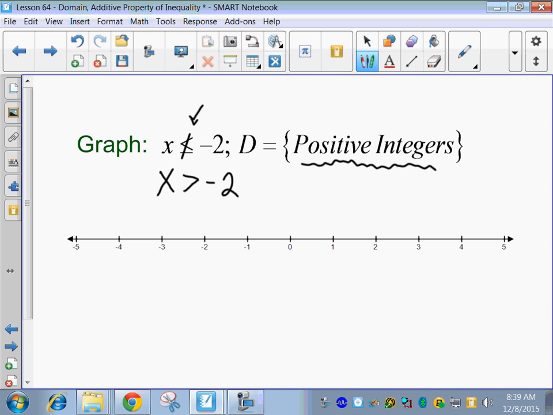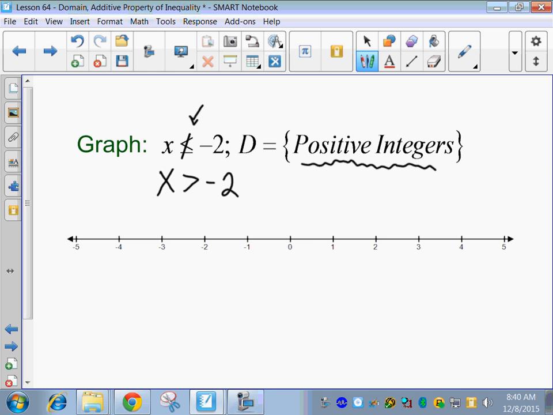Normally it would be open circle, shade right, good to go, right? But our domain is positive integers. Integers are which numbers? -1, -2, -3, -4, -5, forever, 0, 1, 2, 3, forever, right? So we can only do dots. We can't shade any of the fractions or decimals in between the dots. We only want to be right on the number line, and we only want positive integers. So, is -2 a part of the solution? No, because it's negative. Is -1 a part of the solution? No, because it's negative. Is 0 a positive integer? No, 0 is not positive or negative.